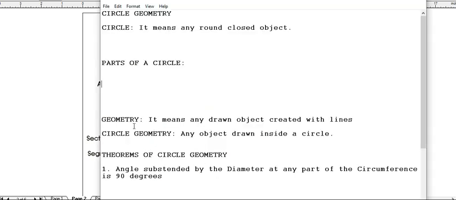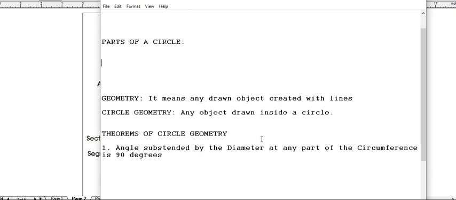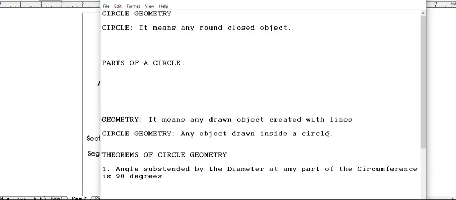So let's continue to what we call geometry. Geometry means any drawn object created with lines. Anything you draw created with one or more lines is called a geometry in mathematics. Now, the circle geometry itself simply means any object drawn inside a circle.